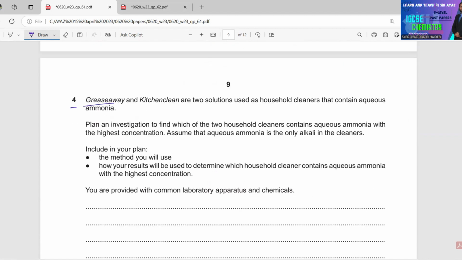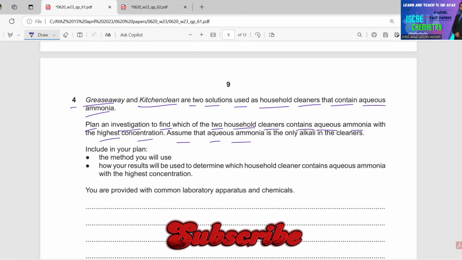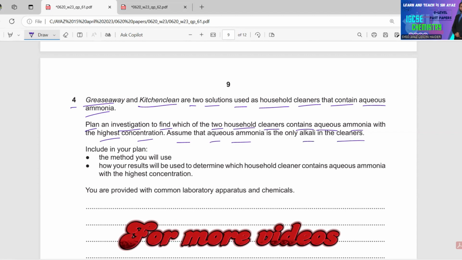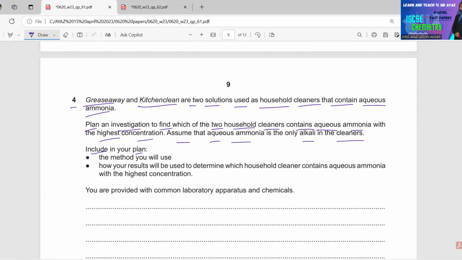Number 4. Grease away and kitchen clean are two solutions used as household cleaners that contain aqueous ammonia. Plan an investigation to find which of the two household cleaners contains aqueous ammonia with the highest concentration. Assume the aqueous ammonia is the only alkali in the cleaners. Include in your plan the method you will use, how your results will be used to determine which household cleaner contains aqueous ammonia with the highest concentration. You are provided with common laboratory apparatus and chemicals.